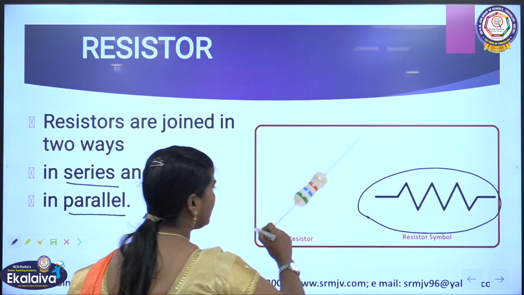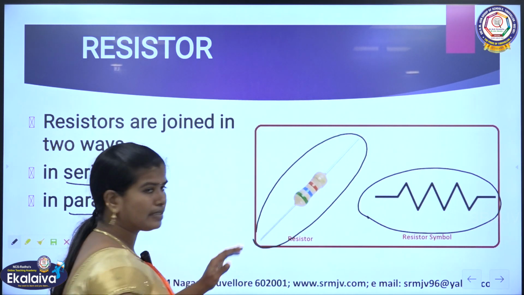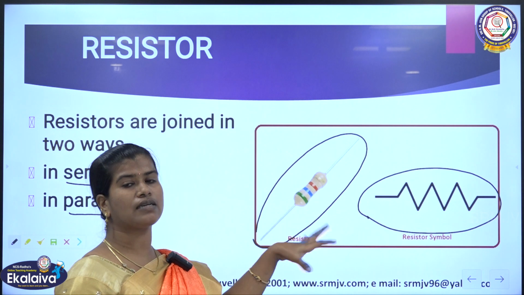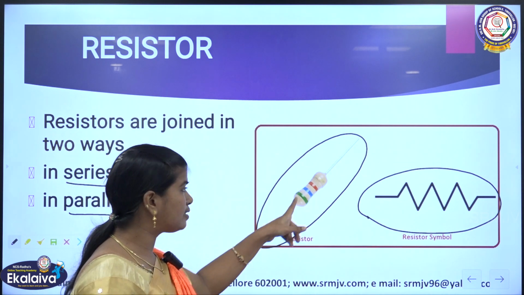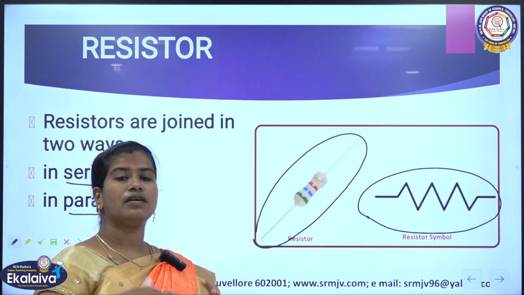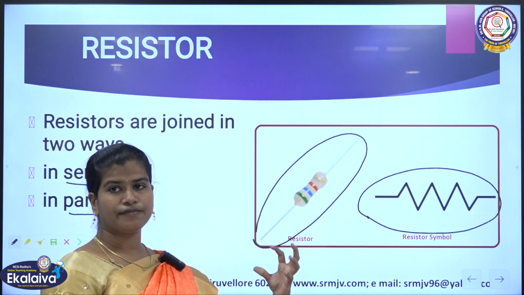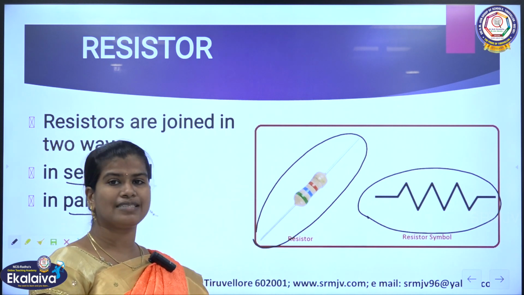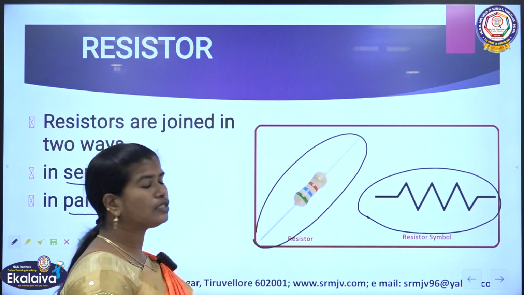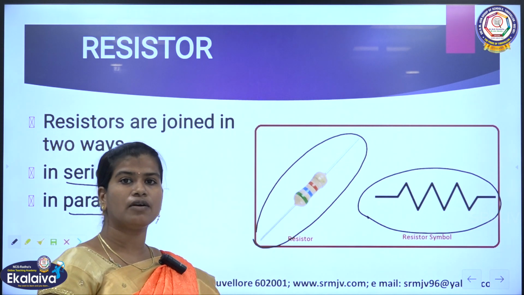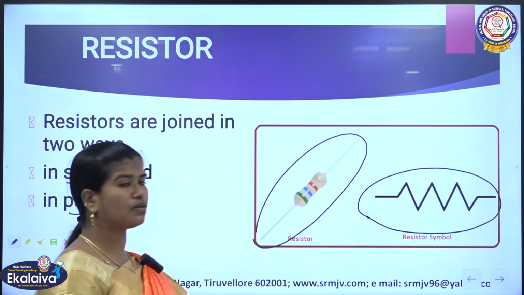And usually resistors will look like this, and these can be called carbon resistors, and these colors indicate the rate of that particular component, how much resistance it has. And these things you will be learning about in our next class.